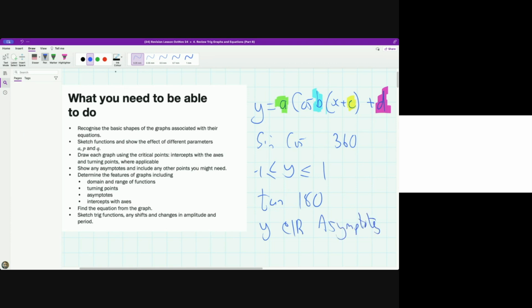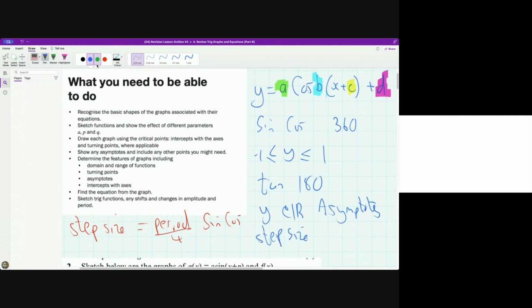And then what else? Oh, for step size, we spoke about this. For step size, you just take the period of the graph, and sometimes you have to adjust that, and divide it by 4 for the sine and cos graph. But if you want the step size for the tan graph, you take the period. It's normally 180, but not always, because there can be a period change. So we say the normal period and divide it by 2.